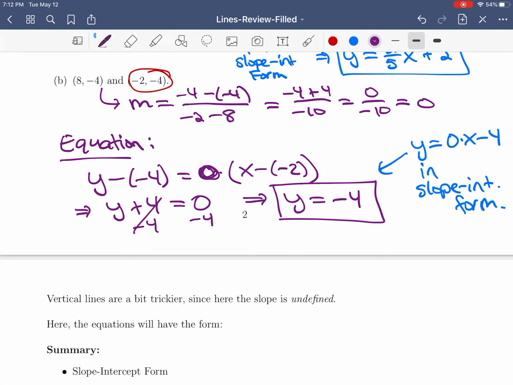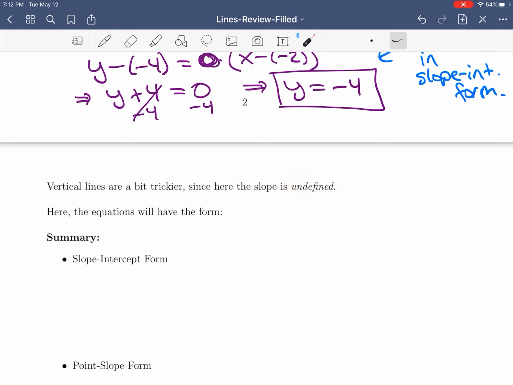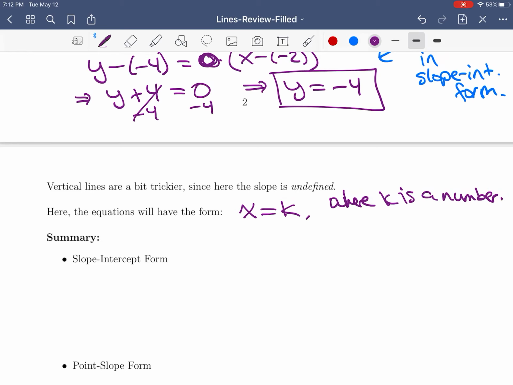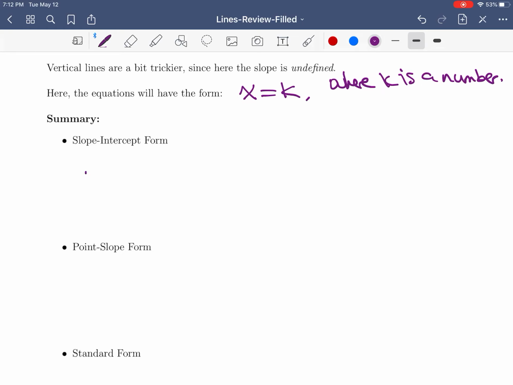Okay, so a summary. We didn't do vertical lines, because when you have a vertical line, you actually can't use these methods to find the equation, because the slope is undefined. That's a problem because both of the methods use the slope. But if you have a vertical line, the equations are always x equals some number. So let's call it k, where k is a number. There's no slope, so there's no y value.